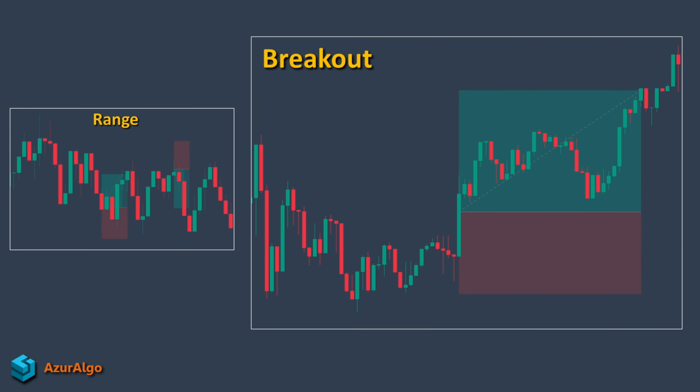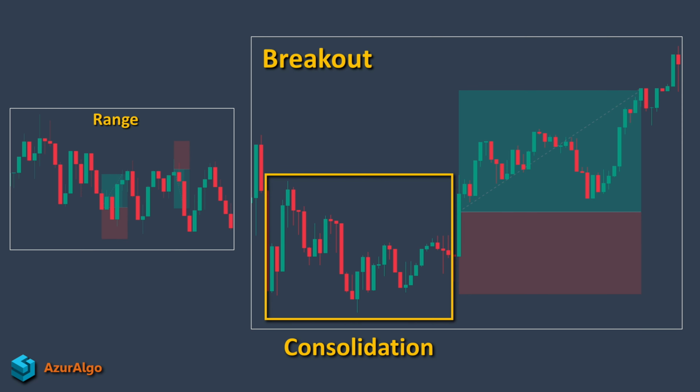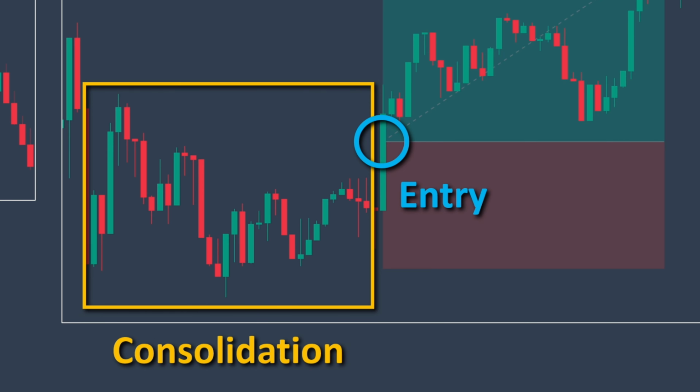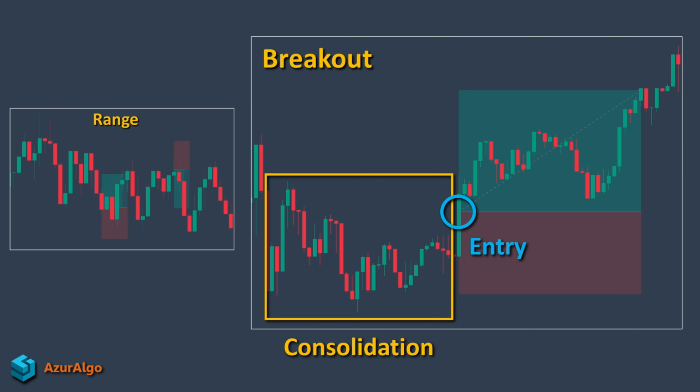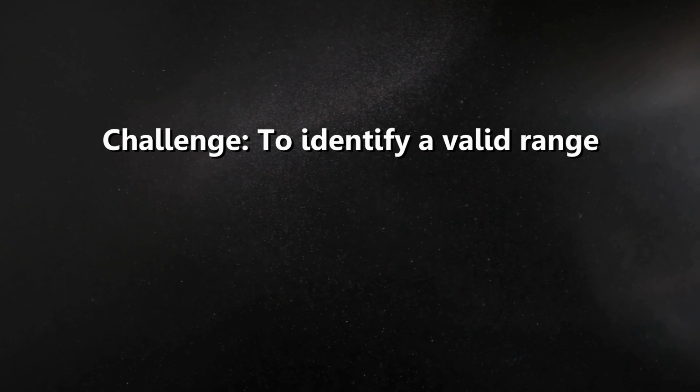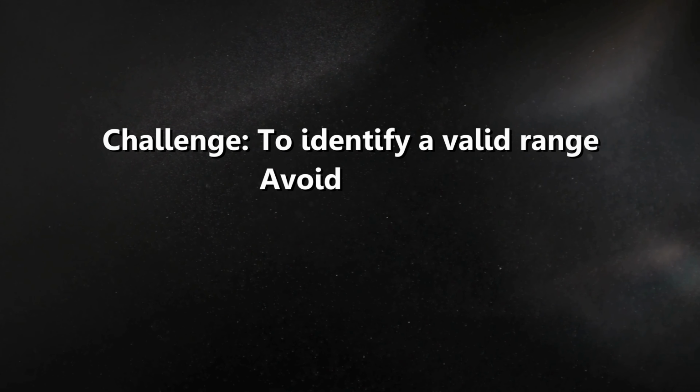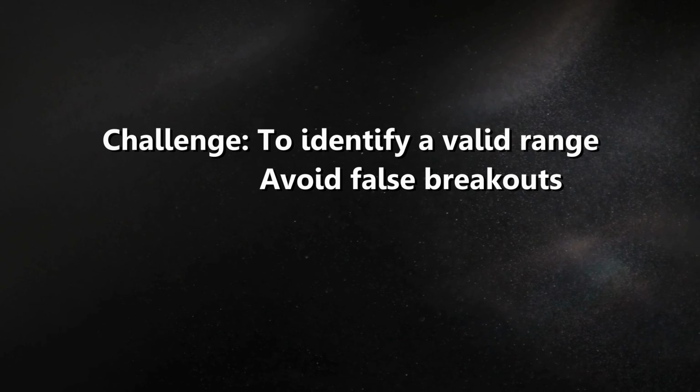Finally, we have breakout strategies. Here, the first step is to identify a consolidation zone or a price compression phase. Then, when a strong price movement and volume increase is detected, a position is taken in the direction of the breakout. An alternative approach is to wait for a pullback where the price briefly retraces towards the breakout level before resuming its movement. Again, market conditions play a key role. The challenge is to identify a valid range followed by the start of a strong trend, while avoiding false breakouts that could trap traders in losing positions.